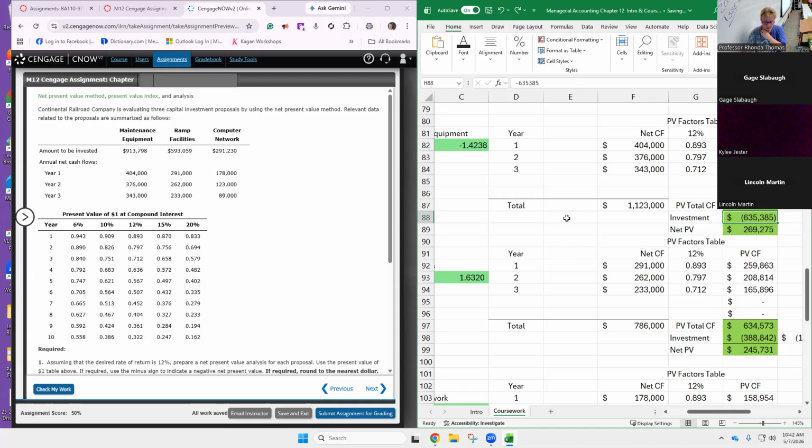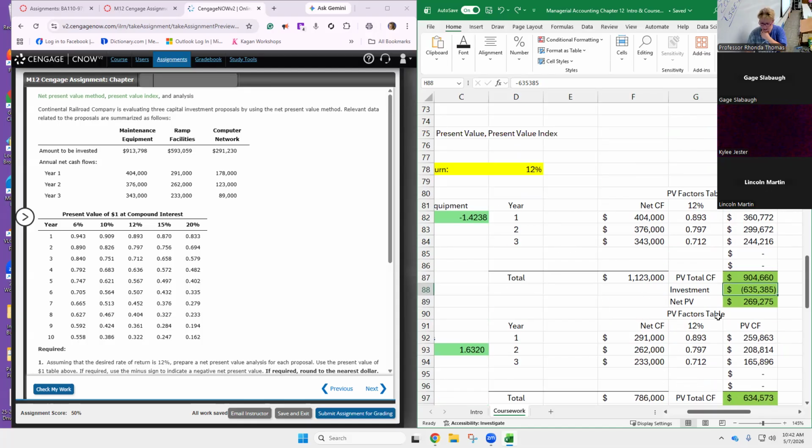Okay. My first option, which is this maintenance thing, to maintain the equipment, the amount the company's going to have to invest is $913,798. I'm going to put that in as a negative so that it subtracts, and I can see that it did. That's another reason to put in the sign of what you want something to be, so you can see that it did subtract.